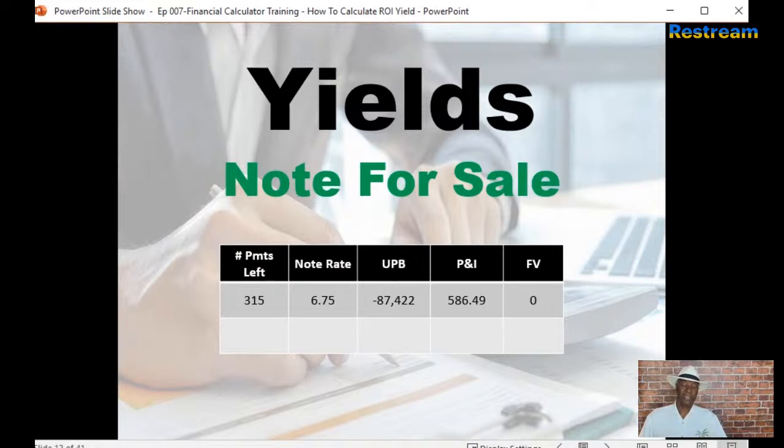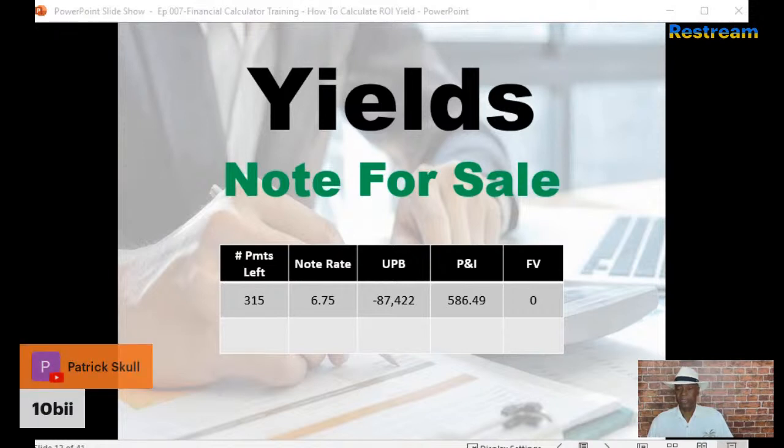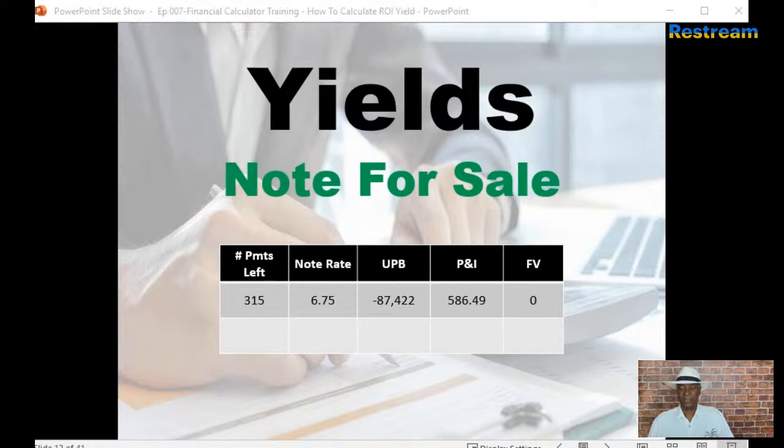And so using your calculator, if you guys will stick that 315, if you have one, you can follow along. Let's see here, who has one? Oh, Patrick has one. Good for you, Patrick. Patrick Skull has this calculator.